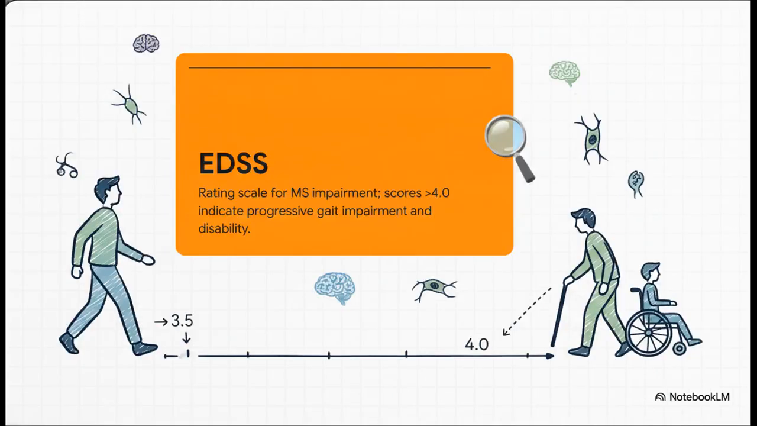To actually measure these clinical deficits, we use something called the Expanded Disability Status Scale, or EDSS. It's a super crucial tool used to score impairment and track the progression of the disease over time. The main threshold you need to remember here is around 3.5 to 4.0. Basically, if a patient is scoring under 3.5, they're generally fully ambulatory. But the second they cross that 4.0 threshold, we're unfortunately looking at progressive gait impairment and pretty significant disability.